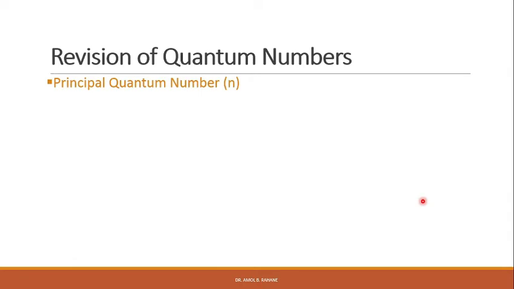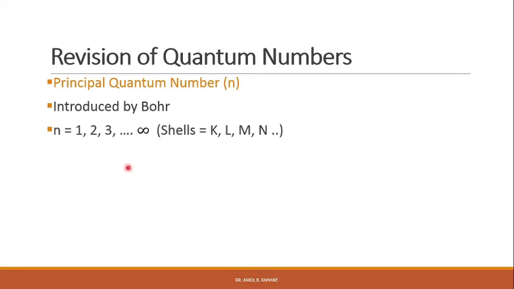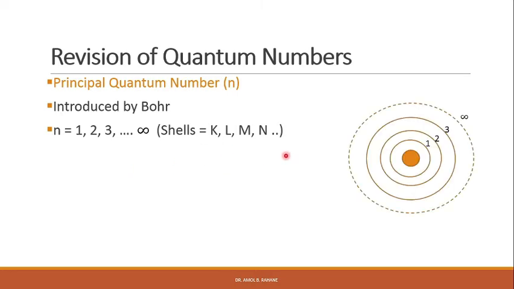The principal quantum number n was introduced by Bohr in order to explain the non-radiating or stationary orbits. It takes values n equal to 1, 2, 3 up to infinity. In modern atomic theory, the principal quantum number n also denotes the shells K, L, M, N, etc. So, the principal quantum number n governs the energy and size of the orbital.